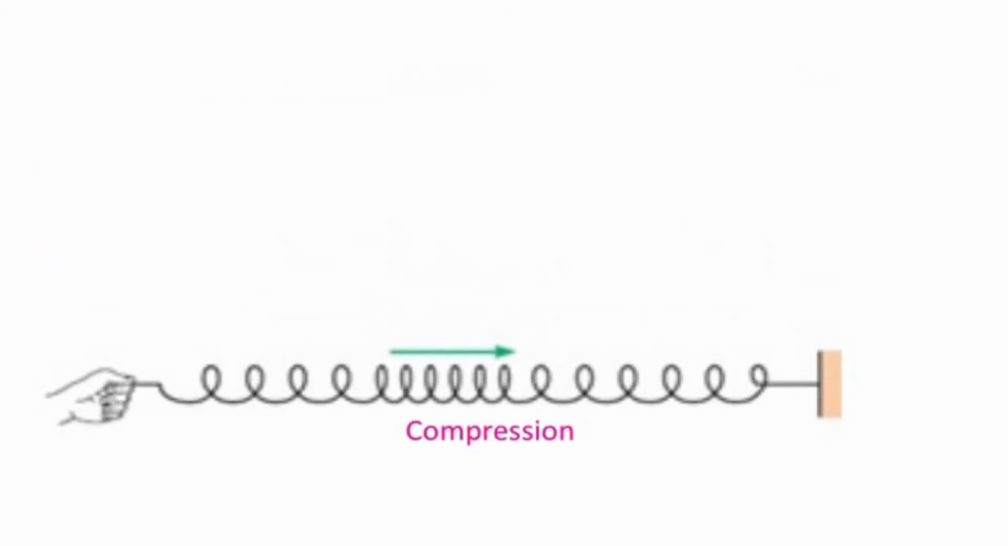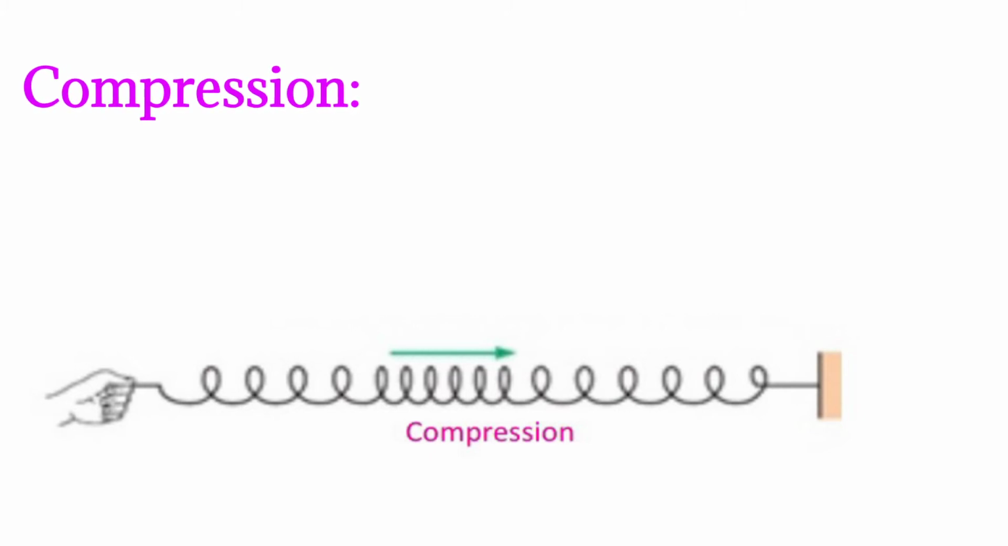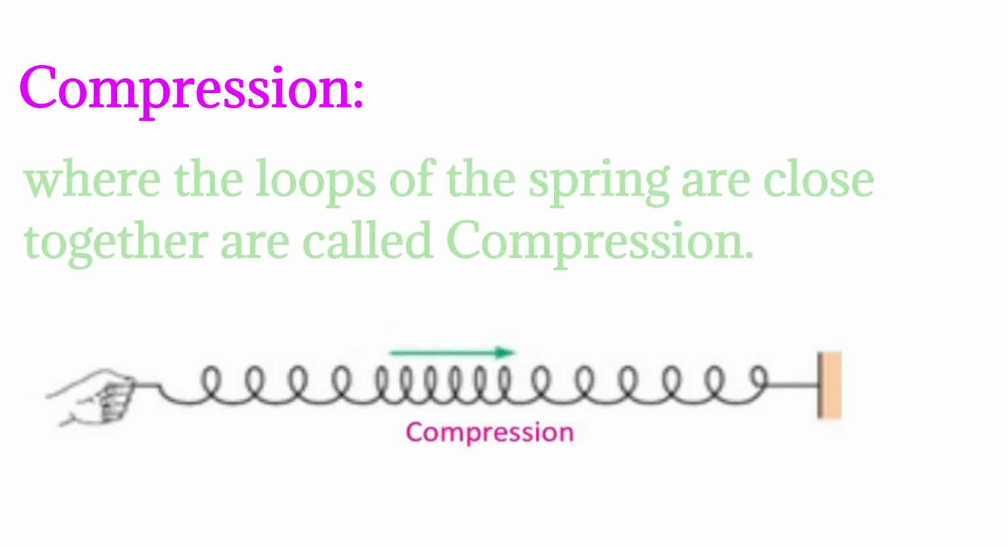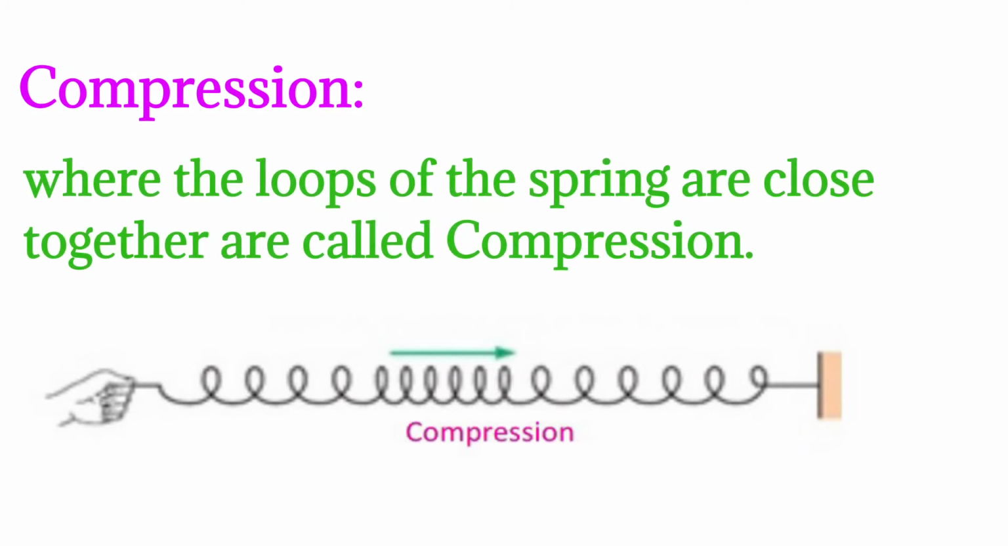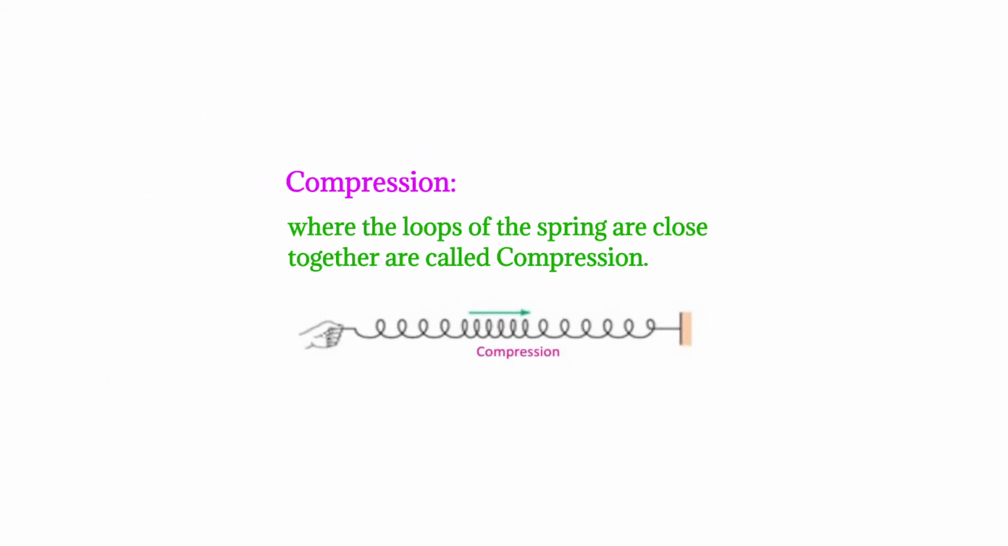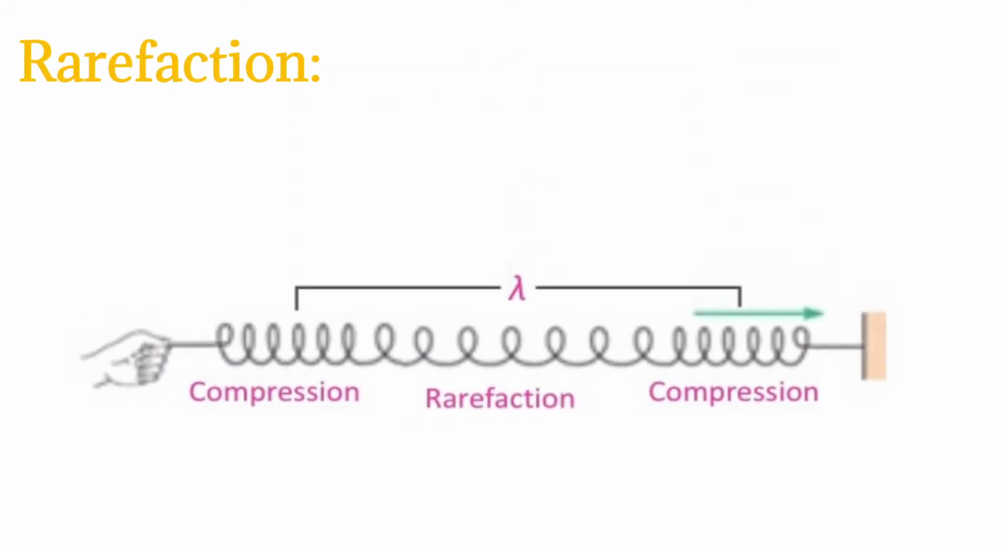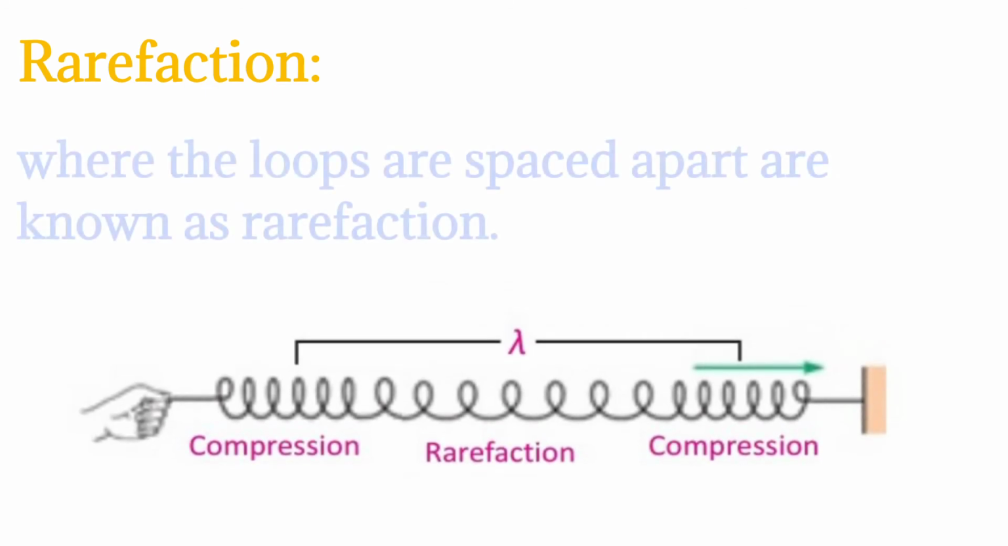Now we will discuss compression, where the loops of the spring are close together. These are called compressions. What is meant by rarefaction? Where the loops are spaced apart, they are known as rarefactions.